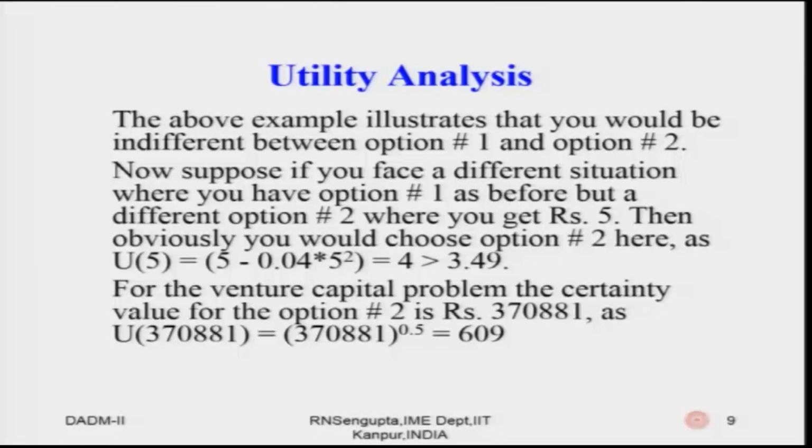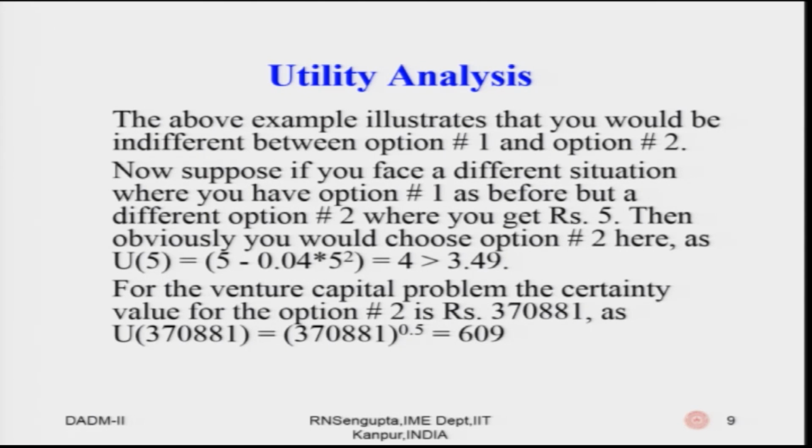The above example illustrates that you would be indifferent between option 1 and option 2. Now suppose you face a different situation where you have option 1 as before, but a different option 2 where you get rupees 5. Then the expected value of rupees 5 would be 5 minus 0.04 into 5 square, because the probability is 1. If you put that in, the value comes out to be 4. So 4 is greater than 3.49, and obviously you will take the sure event where the expected value is higher.